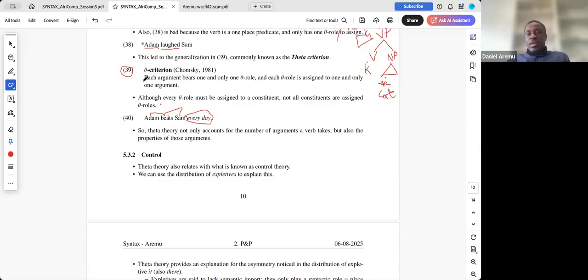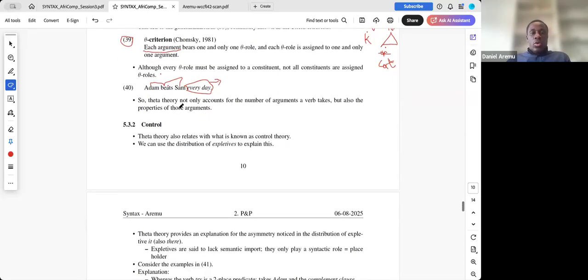Remember, the criterion says each argument, not just each item in the sentence. So it is not any item or any constituent, but constituents that are arguments. And how do we know constituents that are arguments? These are constituents that can actually take a theta role. Every day cannot take any theta role. It's just every day. It's an adverb. And that is why this sentence is fine. It does not affect our theta criterion. So this guy doesn't need any theta role because it is not an argument in the first place.